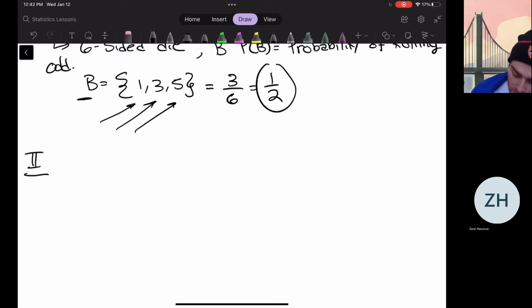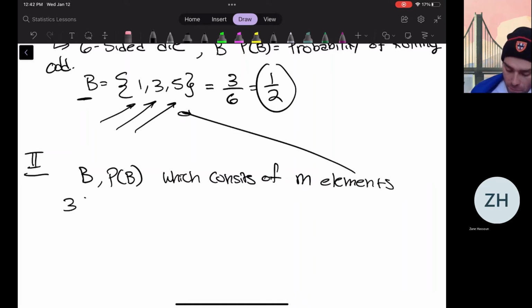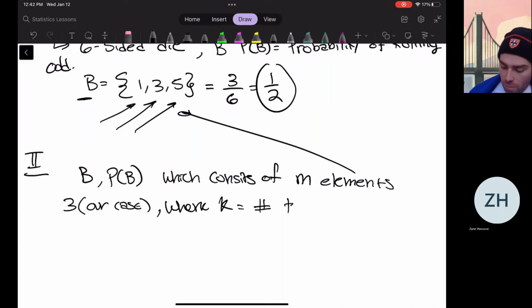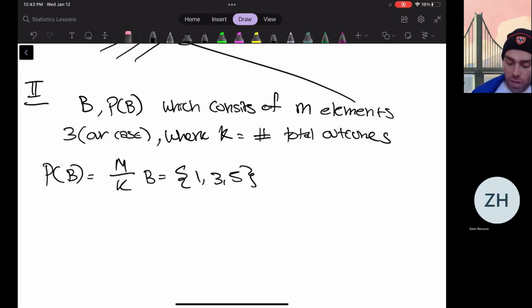So we can say the event B, like we talked about before, consisting of m elements, in our case 3, where K equals the number of total outcomes, we define the probability of B equals m over K. B equals 1, 3, 5, so that's 3. m equals 3. And the die is 6-sided.